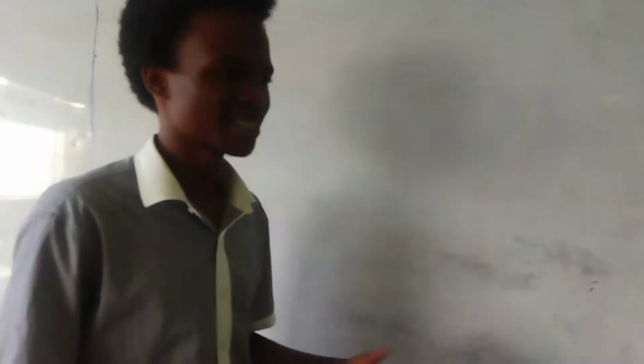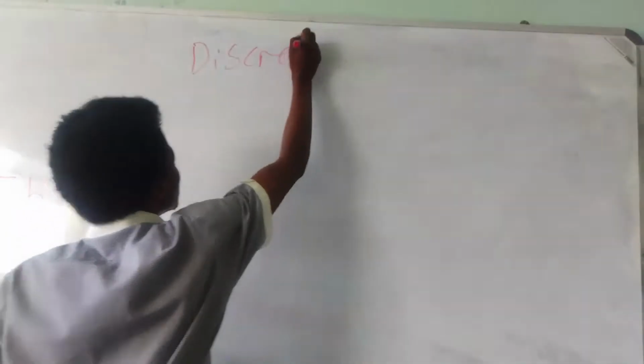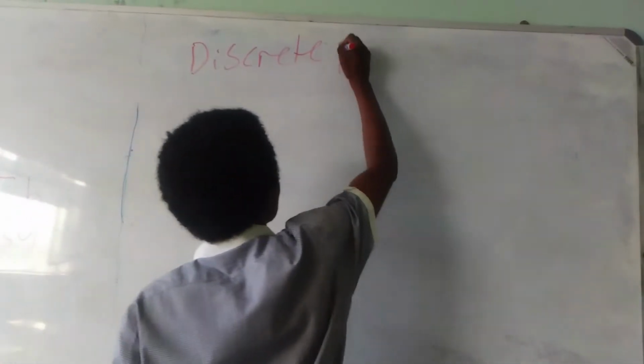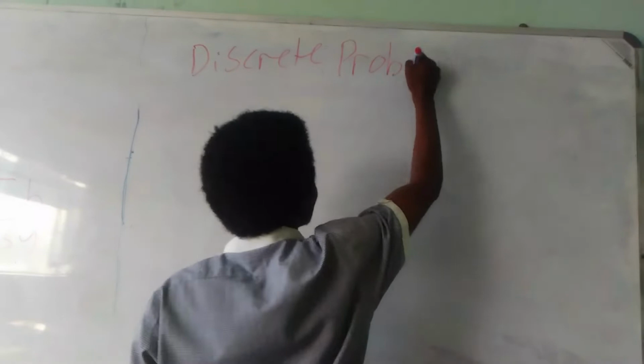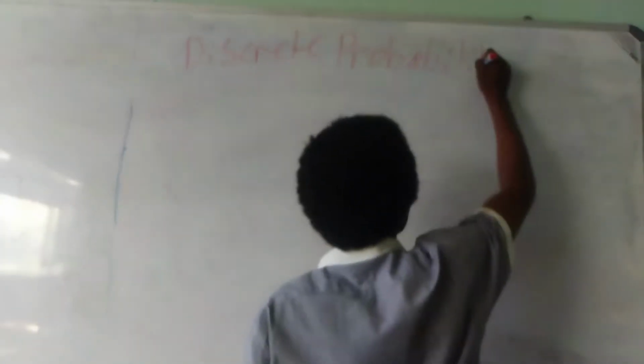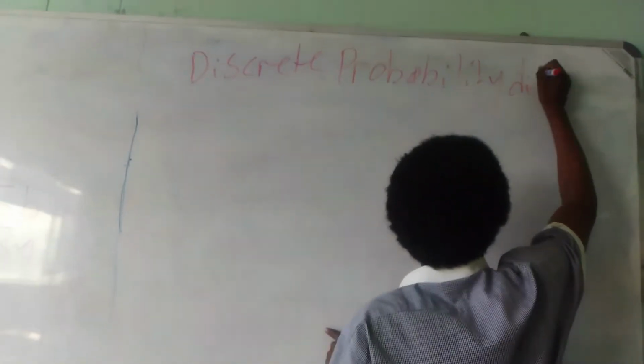Discrete means that it takes exact values, right? So, for example, the number of tomatoes on each plant in a greenhouse. So, I'm going to present the discrete probability distributions.